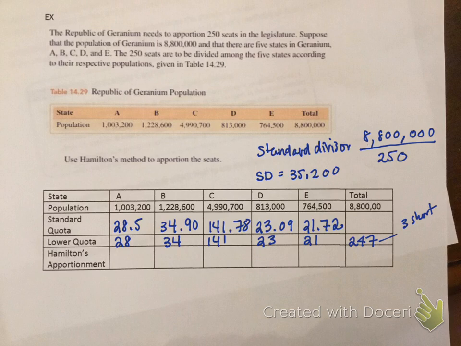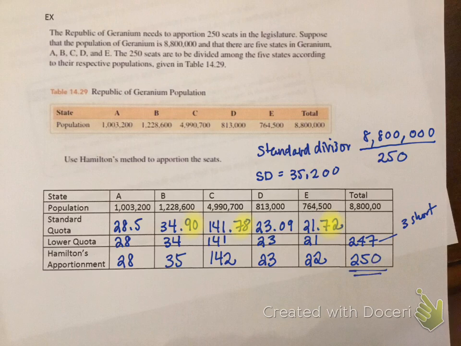So I have to get 250. To do that, I'm going to pick the fractional part that's the highest, so 0.90. And I'm choosing 3 because that's how many I'm short. Okay, so for state A, it's going to stay at 28. For state B, I'm giving them 1 extra, so I get 35. For state C, I'm giving them 1 extra, so I get 142. For state D, it stays at 23. For state E, it becomes 1 more, which is 22. And if I add those up, I get 250, and that's exactly what I want.